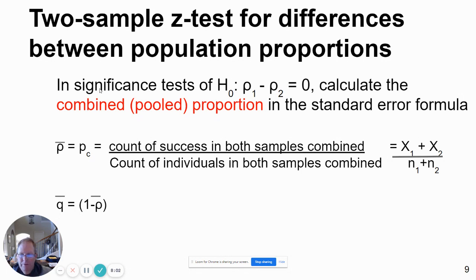And of course, statistics being what it is, we don't always agree on our notation. Sometimes the symbol for the pooled proportion is to put rho with a bar over it. Sometimes you'll see it as the combined proportion as rho with a capital C subscript. And then of course, the combined or pooled proportion for 1 minus rho is sometimes Q bar, Q with a bar over it.